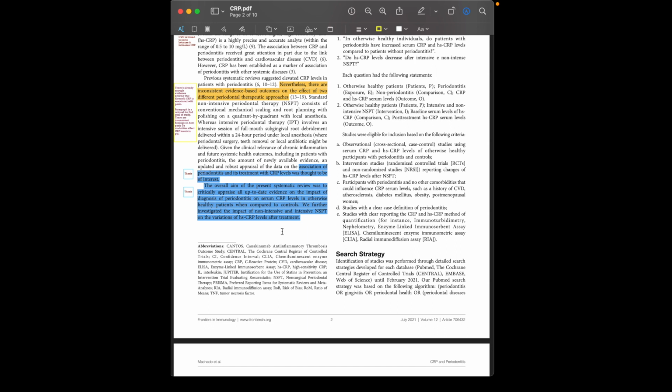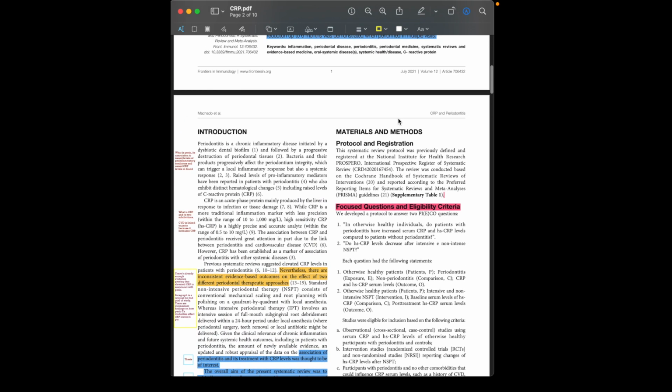Their hypothesis again. I don't know why I put thesis. That's my fault. They gave you an abbreviation section, which tells you what each abbreviation means. And protocol and registration, again, it's the guidelines that they abided by.